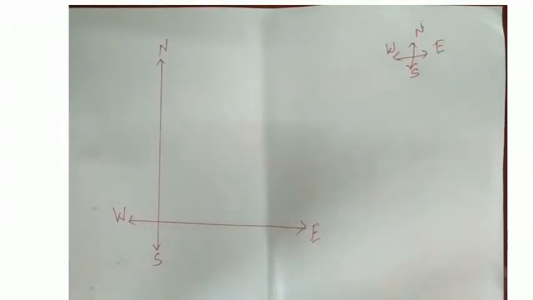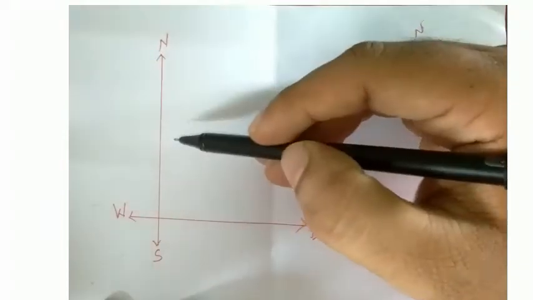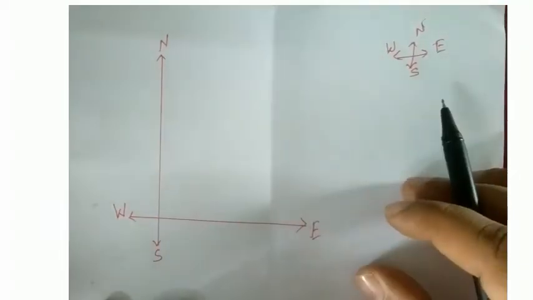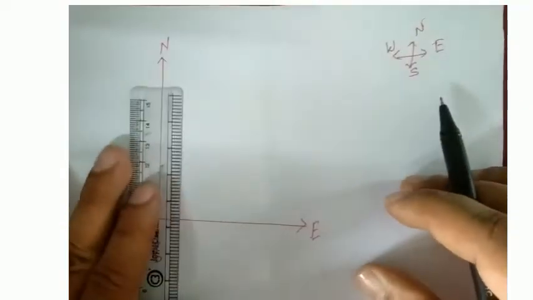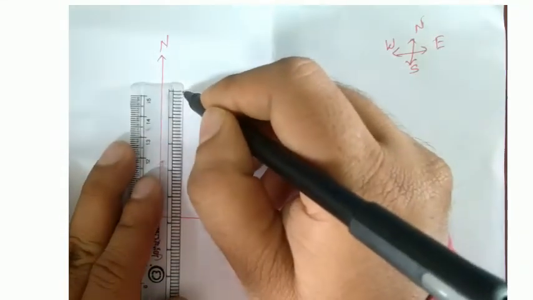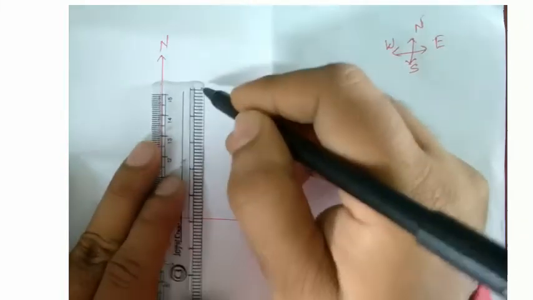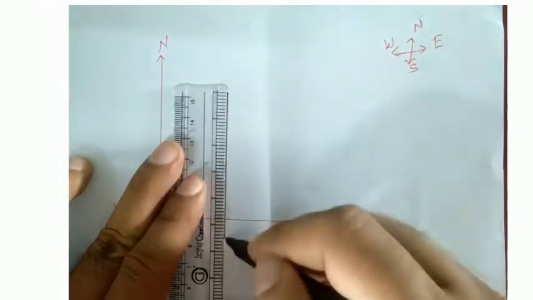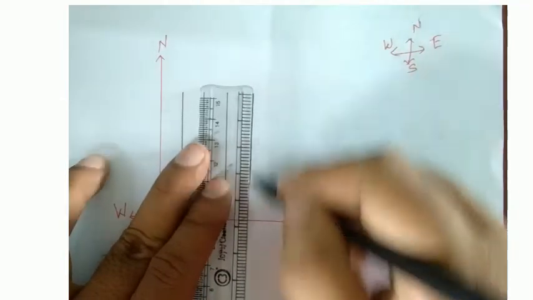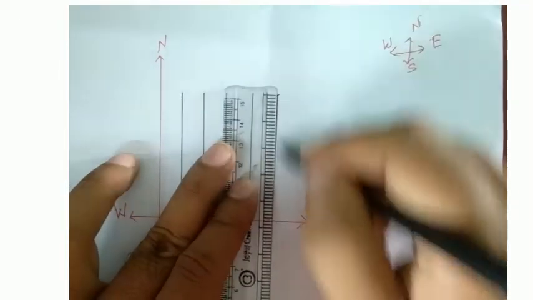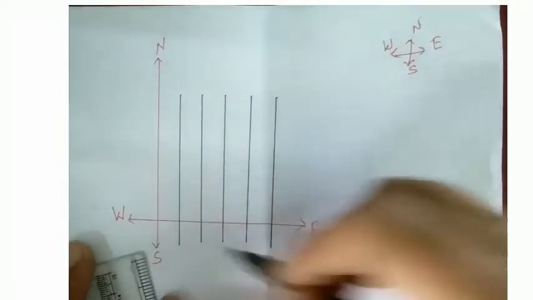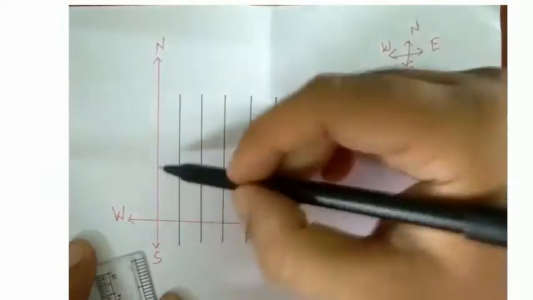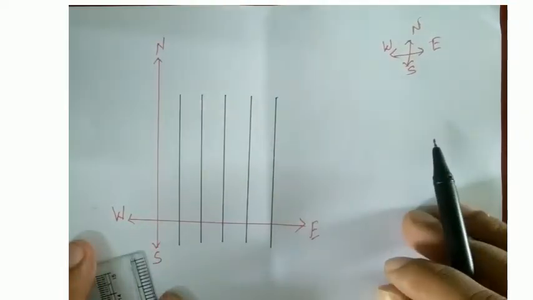So we need to draw 5 parallel lines in the north-south direction and 5 parallel lines in the east-west direction. So draw first 1, 2, 3, 4 and 5. So we plot 5 streets parallel to the north and south direction.